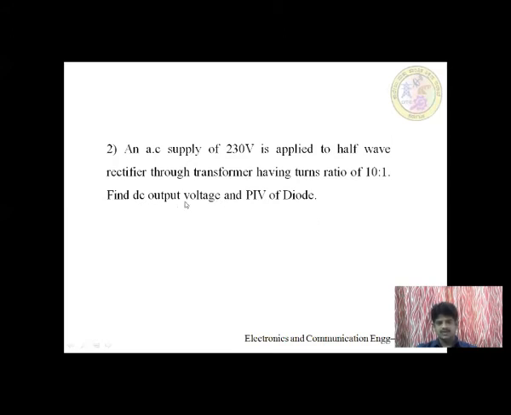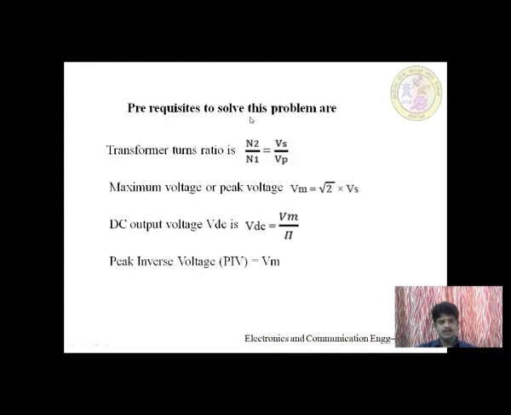So we have to calculate the DC output voltage, that is VDC, and the PIV of the diode. So think how we have to proceed. Let's see the prerequisites required to solve this problem. First, we need to know the calculation of the turns ratio of the transformer, because here the output of the transformer is not given, they have given only the input to the transformer, that is the 230 volt. First we need to understand the output of the transformer.